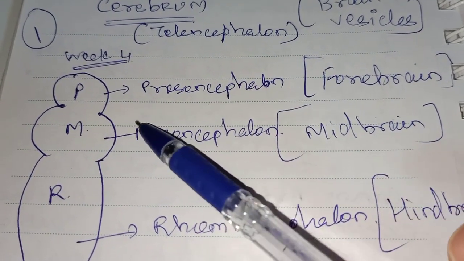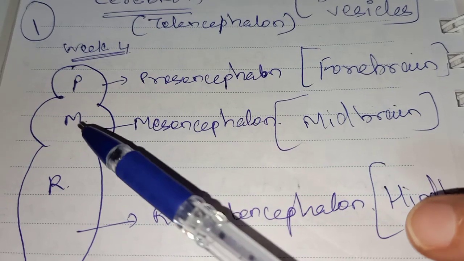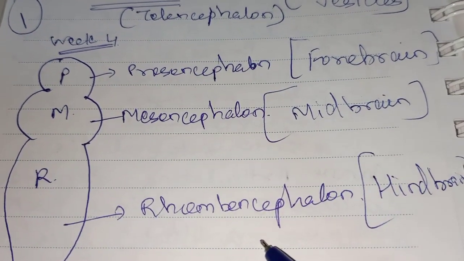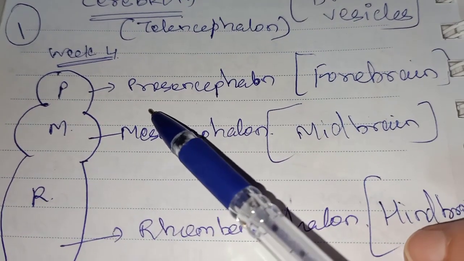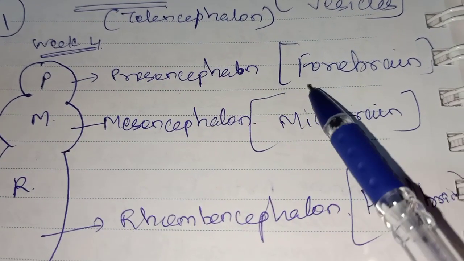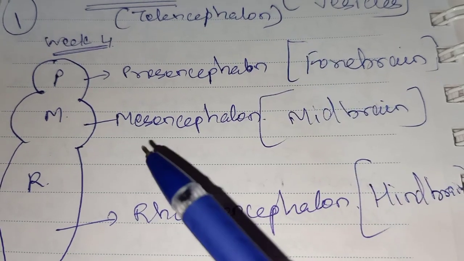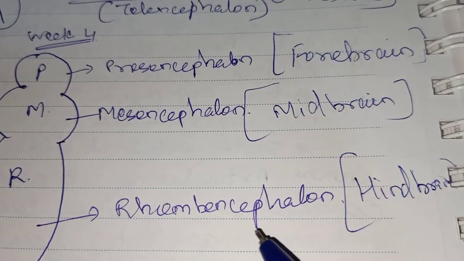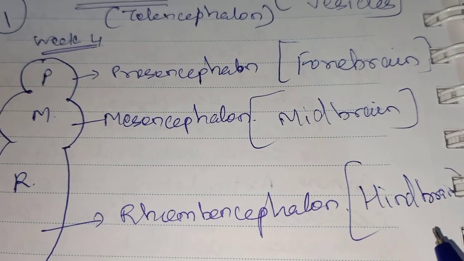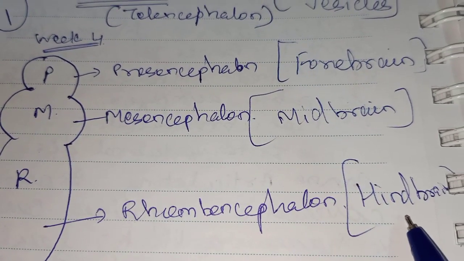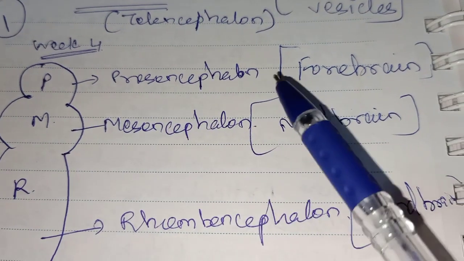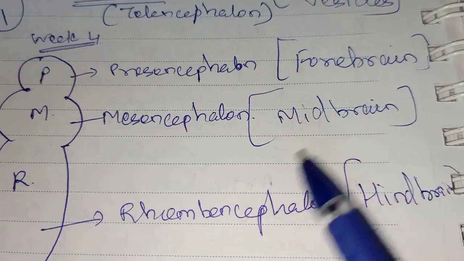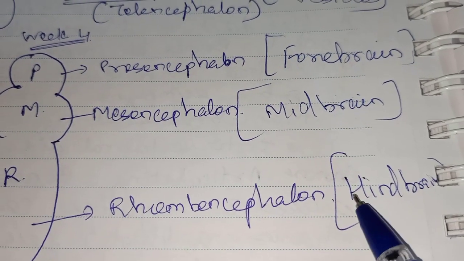The upper is the prosencephalon, the middle is the mesencephalon and the lower is the rhombencephalon. This prosencephalon develops into forebrain, mesencephalon develops into midbrain and rhombencephalon develops into hindbrain. Clear? So prosencephalon is forebrain, mesencephalon is midbrain, rhombencephalon is hindbrain.